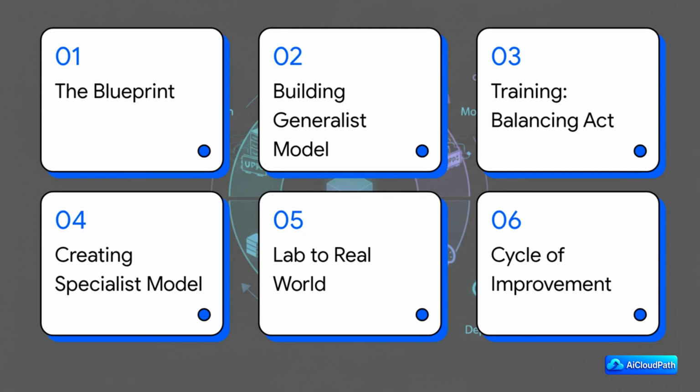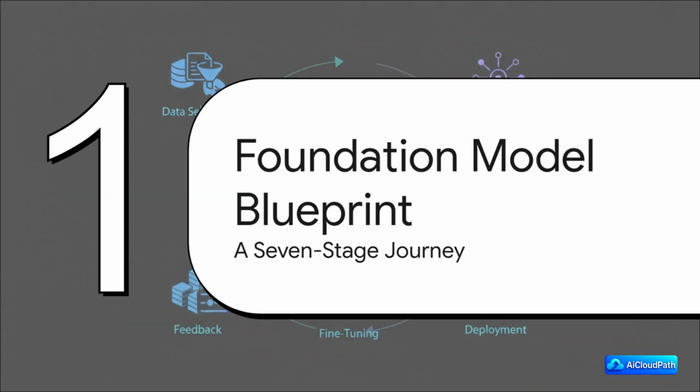So here's our game plan. We'll start with the big picture, the blueprint itself. Then we'll zoom in on how to build that first generalist model. After that, we'll get into the super important balancing act of training, see how that generalist becomes a specialist, and finally, follow the model's journey from the lab out into the wild, which you'll see kicks off a never-ending cycle of improvement.